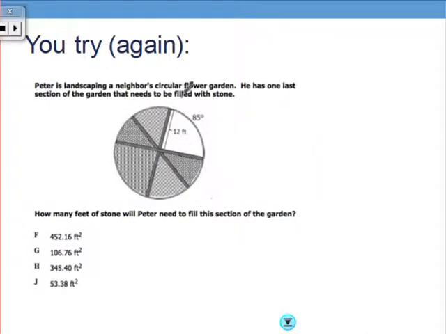Let's try another one. So here we have, there's no pi, so we're going to have to multiply. So we have 85 over 360 equals x. That's what we don't know. And I'm sorry, let's see. Peter's landscaping, I didn't read the question. He has one last section of the garden that needs to be filled. So how many feet of stone will Peter need to fill this section? So yeah, so we got this. These are all filled with stone.